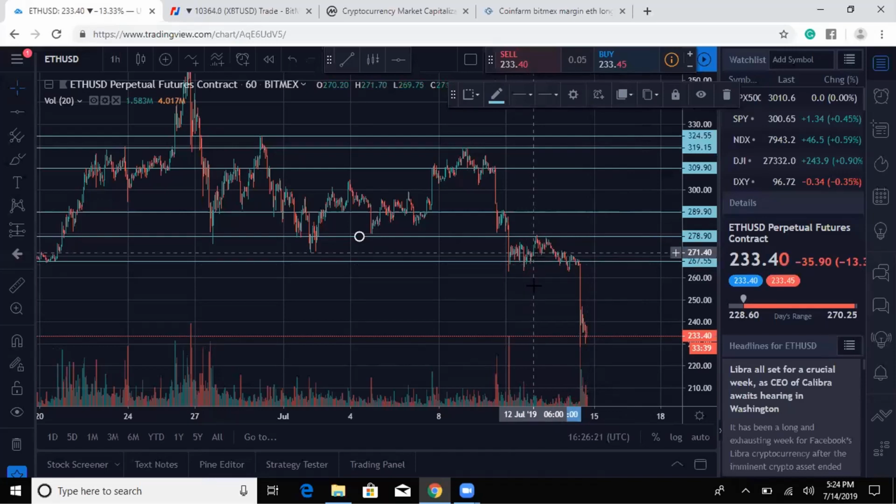So if you were right here wanting to take a long position, this is the point you should be looking at. Just wait for a confirmation of the market. You see a green candlestick opens up and another one opens up again after the previous candlestick. Then that tells you that you can quickly get in and get out.